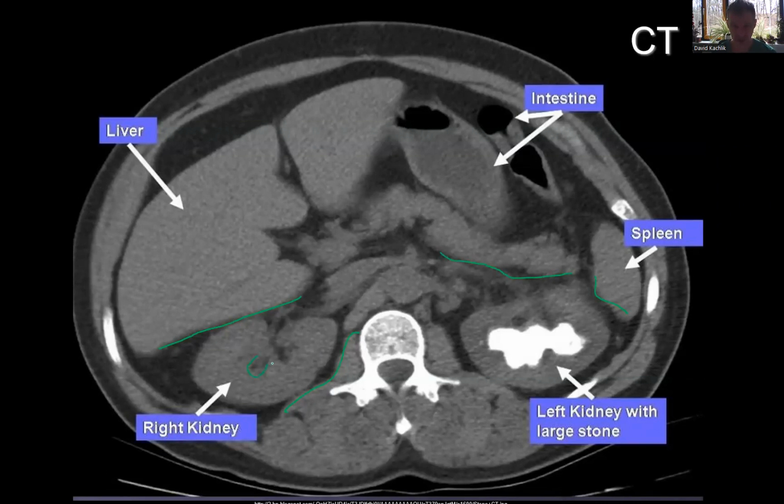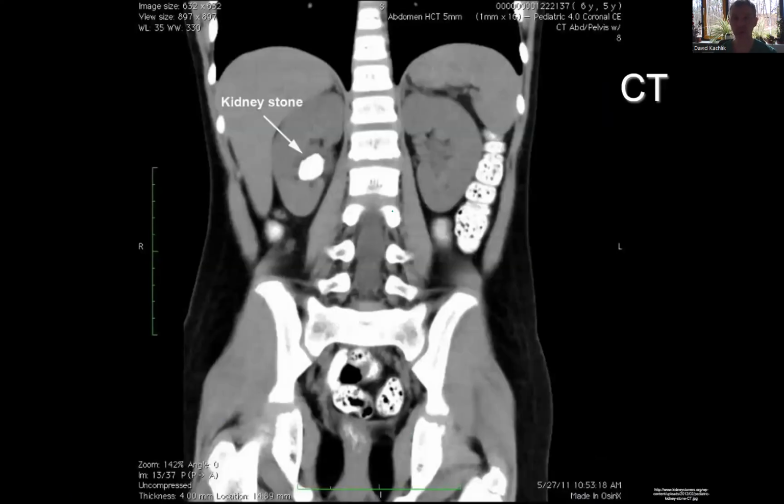You can see the parenchyma, and here the hollow system with the urine, and a really large stone filling the whole calyceal and pelvic part. On MRI, again CT, but in the frontal section you can see the same big stone here, so close to the liver on the right side and close to the spleen on the left side, and in contact with the descending colon here.